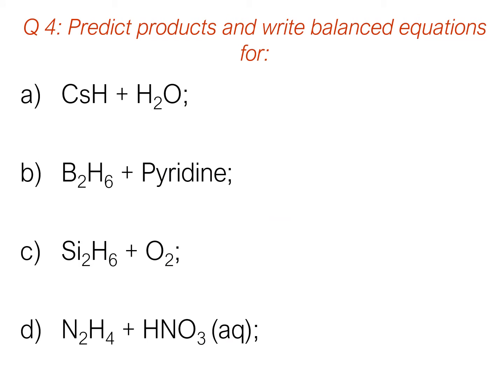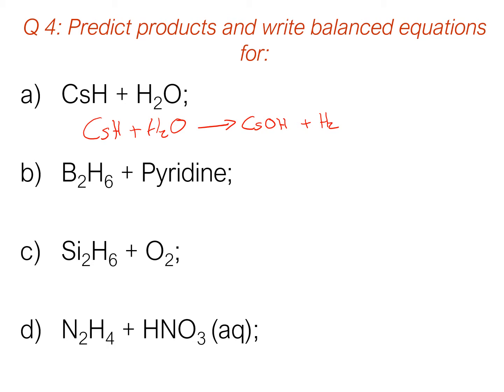So question 4 is asking us to look at the reactions of some hydrides from throughout the periodic table and predict the products and write balanced equations for these. The first one's quite simple. We're looking at cesium hydride and the reaction with water. If you remember, we said that all the group 1 metals and also all the group 2 metals with the exception of beryllium will react with water to produce an alkaline solution and hydrogen. So in this case, cesium hydride reacts with water to form cesium hydroxide, which is alkaline, and hydrogen.